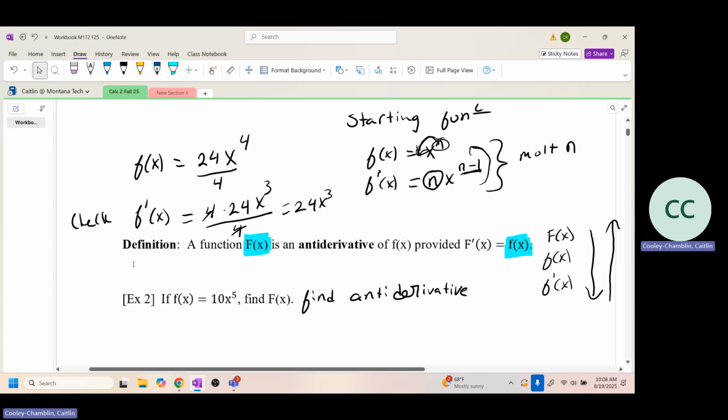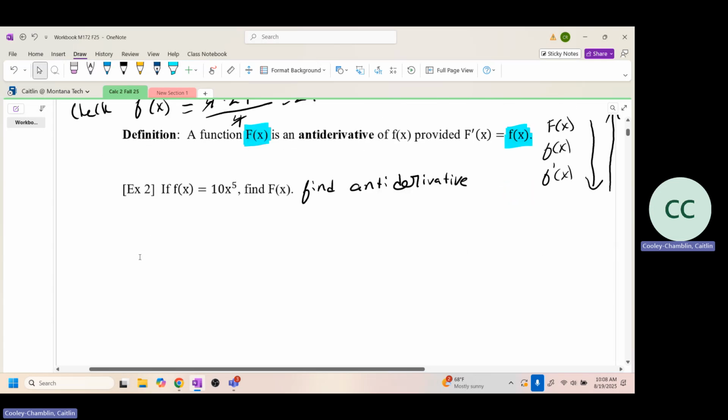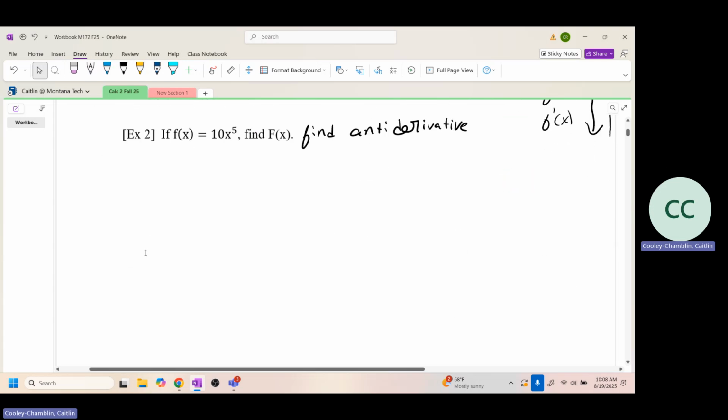Go ahead and pause the video and do that. Welcome back, guys. Hopefully you found the antiderivative to f of x equals 10 times x to the 5th. Now we are going to do this one together.